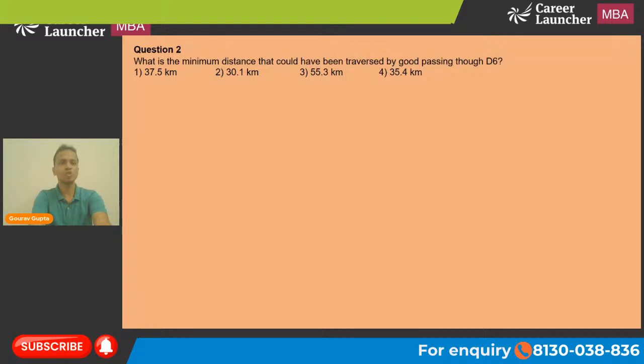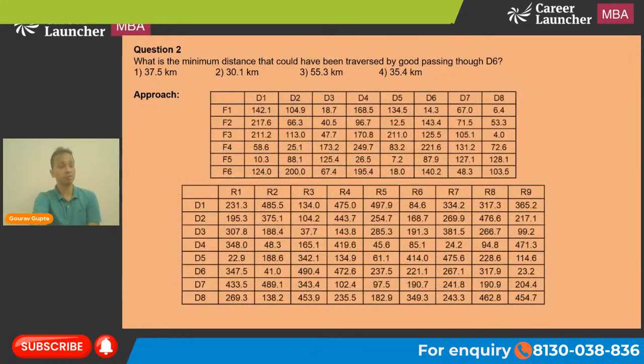Right. Let's look at question number 2. What is the minimum distance that could have been traversed by goods passing through D6? Now, we'll have to pass the goods from D6. It does not matter from which factory they are starting and to which retailer they are going to. I have to use D6. So this question is similar to the previous one.